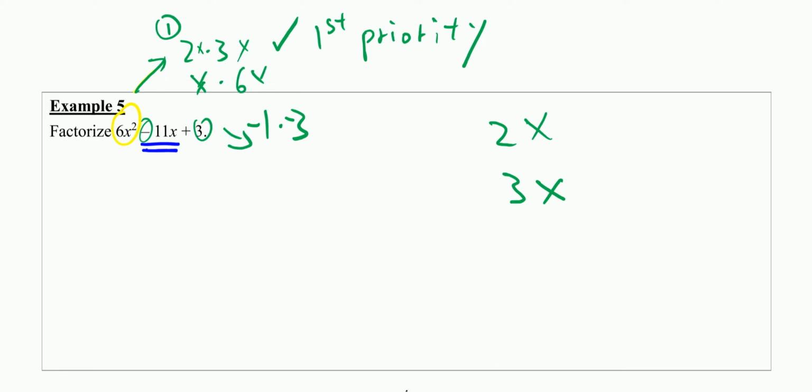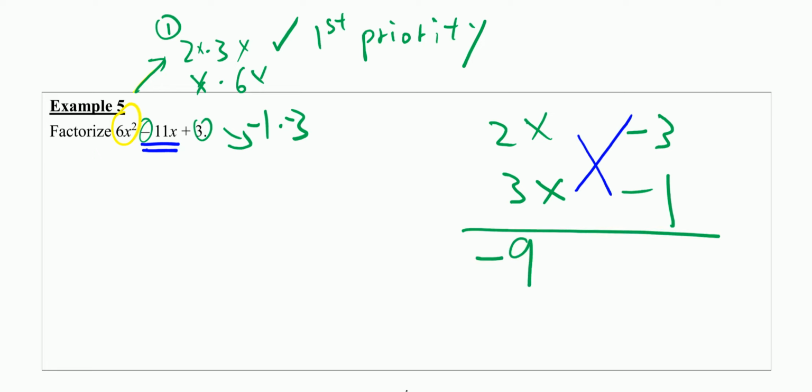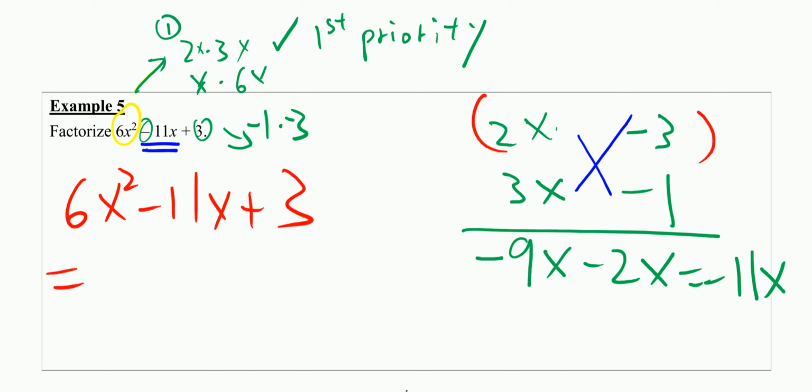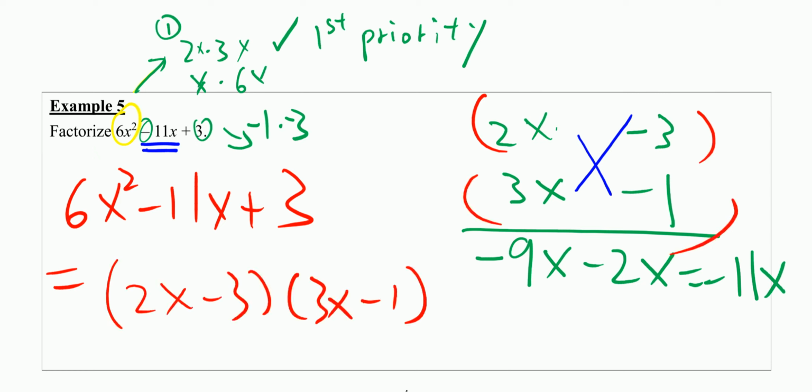Since you can see 3 multiplied by negative 3 is equal to negative 9x, and 2x multiplied by negative 1 is negative 2x, and you can get the answer. And you will say in here, and just simply copy those things. And that is the answer.